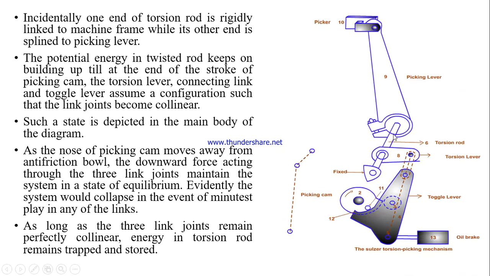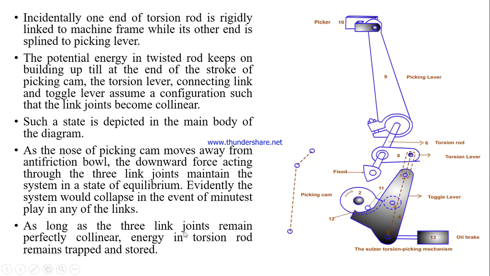So as soon as the energy is released, the picking lever will hit along with the picker that will hit the projectile for initiating the picking. So this is the mechanism of the torsion bar by which the picking of the projectile loom is initiated.